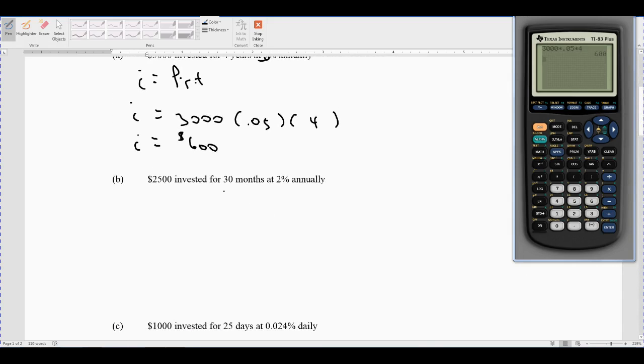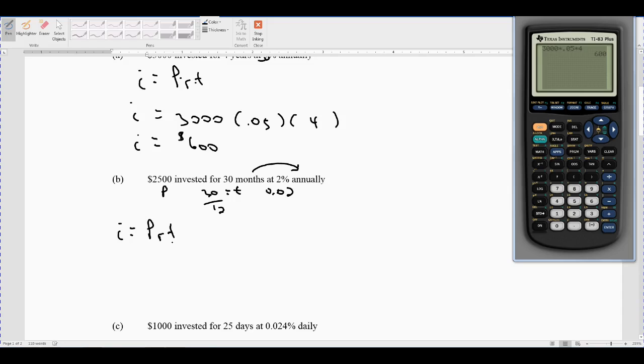And here's another situation. $2,500 is invested, so that's the P. Months is the time. 2% is 0.02 as a decimal. Annually, these don't correspond, and they need to correspond. So what we do is convert the months into years. Since there are 12 months in a year, our time is going to be 30 divided by 12. That's just the easiest way to think about it.